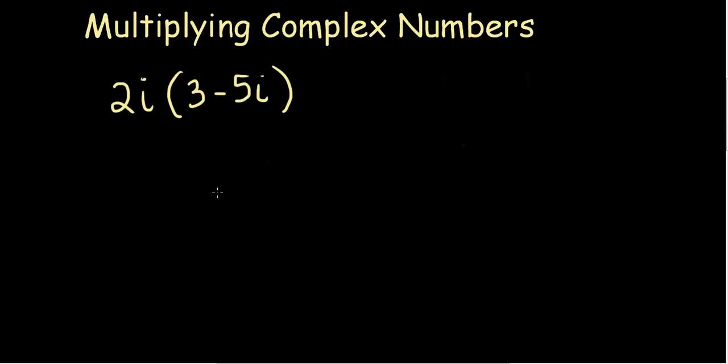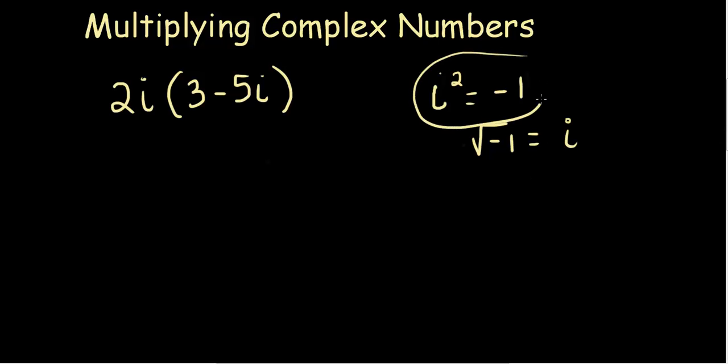Okay, in this video we're going to learn how to multiply complex numbers, and before we begin you need to remember that i squared equals -1, and you also know that the square root of -1 equals i. So you need to keep this in mind when we're multiplying complex numbers. So we're going to start with the distributive property.